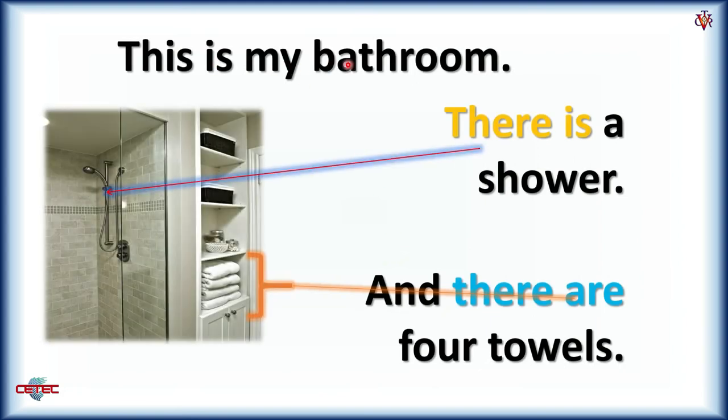This is my bathroom. There is a shower. Here, it's so clear there is only one shower. And there are 4 towels. 1, 2, 3, 4. So here, the word is mentions 1. The phrase there are mentions more than 1.